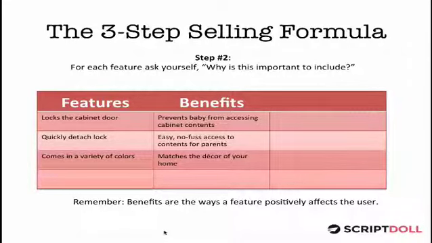So going back to our baby lock example, as you can see, we've got the feature that it locks the cabinet door. The benefit of that is that it prevents the baby from accessing the cabinet contents. That's a pretty important feature. The next feature, quickly detached lock. The benefit of that is parents have easy, no fuss access to contents.